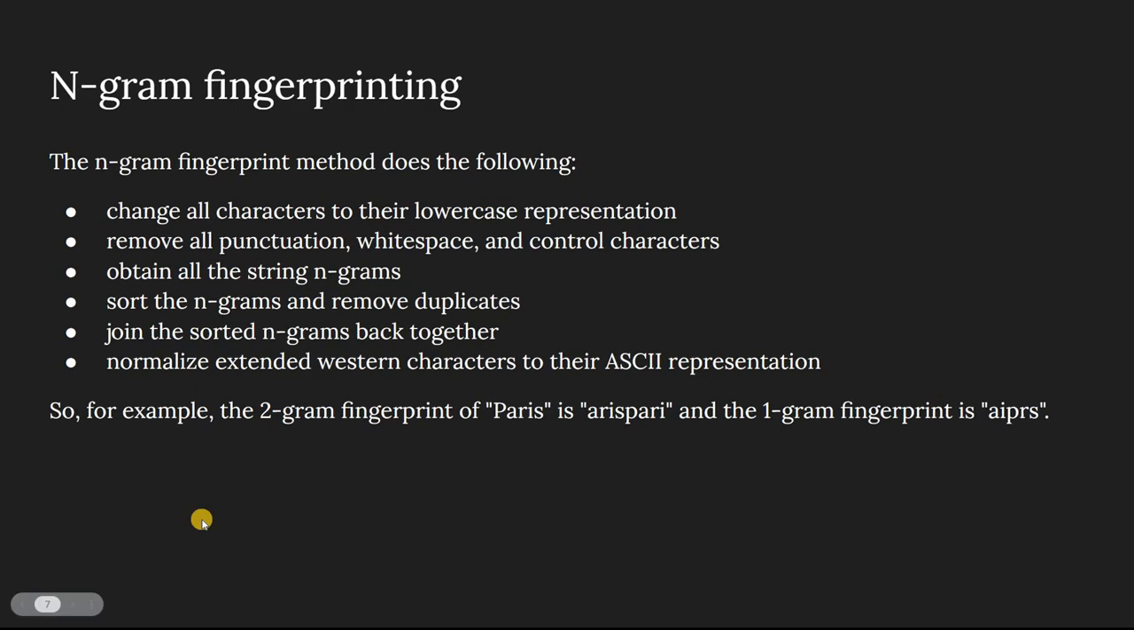Now comes n-gram fingerprinting. The n-gram fingerprinting method does the following. It changes all characters to their lowercase representation. It removes all the punctuation, white space, and control characters. It obtains all the string n-grams, sorts the n-grams, and removes duplicates. Join the sorted n-grams back together. Normalize extended Western characters to their ASCII representation. So, for example, the 2-gram fingerprint of Paris is "arispari", and the 1-gram fingerprint is "aiprs".